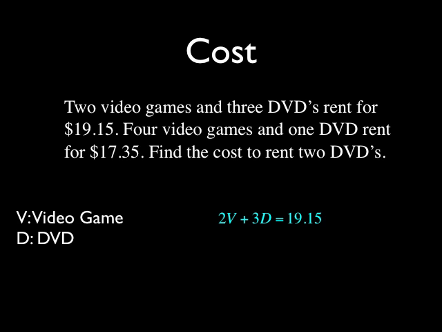So 2 video games and 3 DVDs. My cost per item times the number of items equals my grand total. 2V plus 3D equals $19.15. And similarly, 4 video games and 1 DVD give me $17.35.